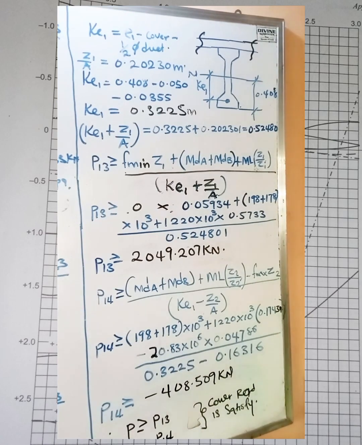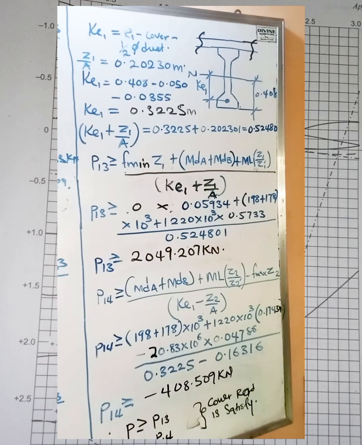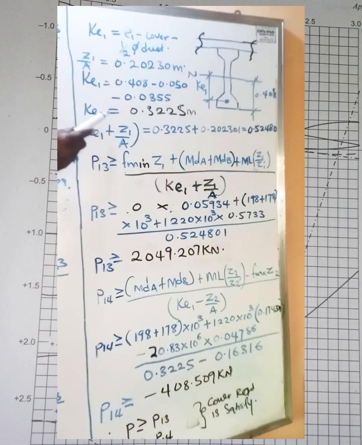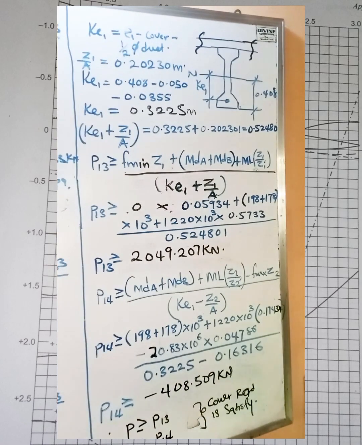All right, so from the question, our KE1 becomes the centroid of the precast section minus the cover minus half the diameter of the duct. We have a 71 diameter duct, so we work that out, and if we do that, we have our centroid from the bottom fiber 1 to be 0.408, so we'll have KE1 to be 0.3225 meters.